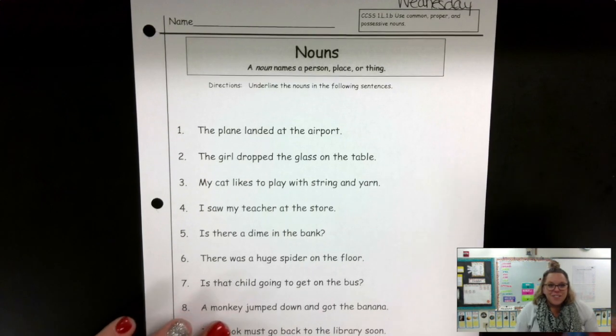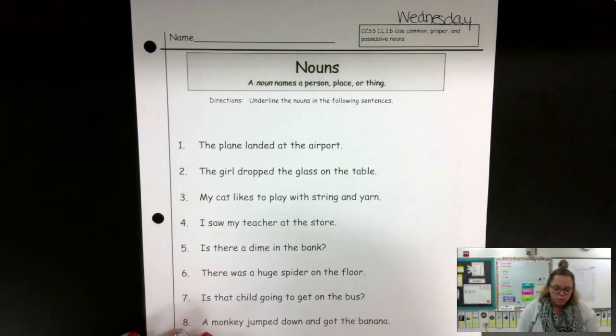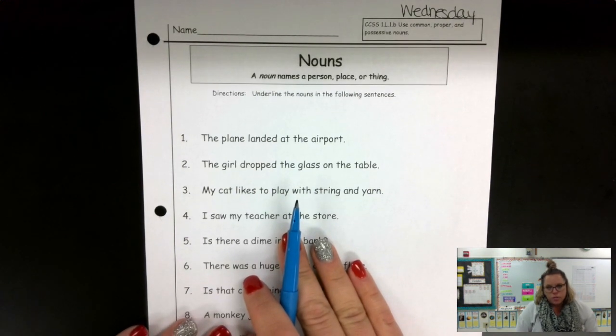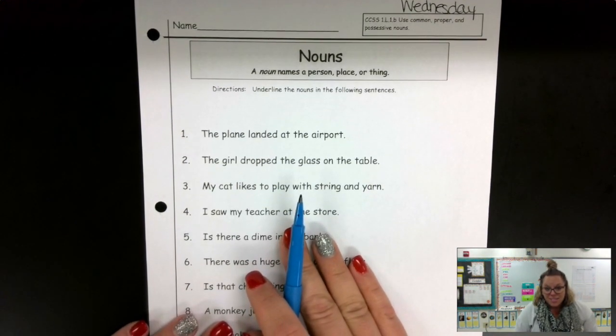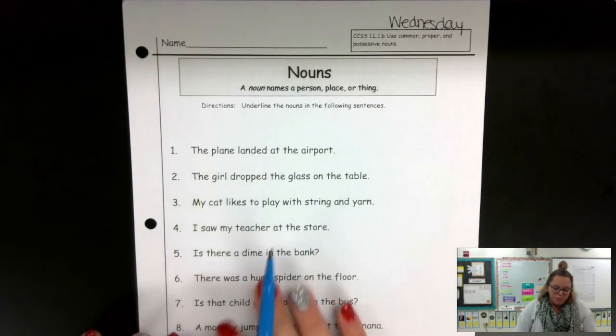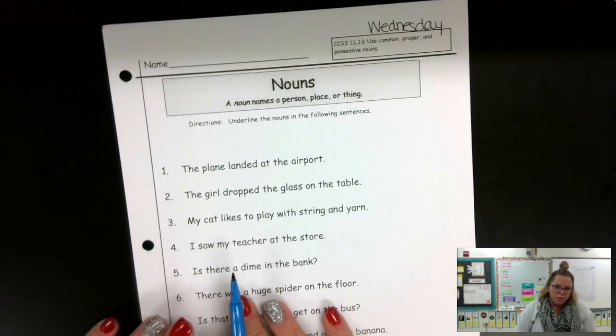Good morning, first grade. For grammar today, you will need to find your sheet that says nouns on it. Make sure that you have your sheet and make sure that you have a pencil. And we are going to get started. Today, before we look at the front, I want to do a quick review.